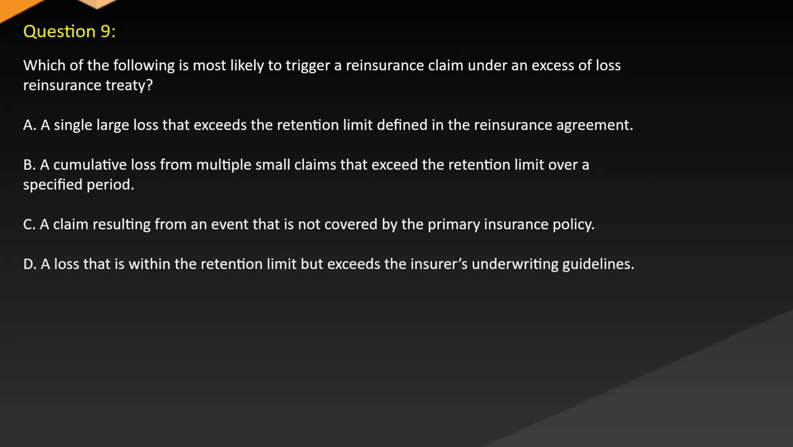Question 9. Which of the following is most likely to trigger a reinsurance claim under an excess of loss reinsurance treaty? A. A single large loss that exceeds the retention limit defined in the reinsurance agreement. B. A cumulative loss from multiple small claims that exceed the retention limit over a specified period. C. A claim resulting from an event that is not covered by the primary insurance policy. D. A loss that is within the retention limit but exceeds the insurer's underwriting guidelines.